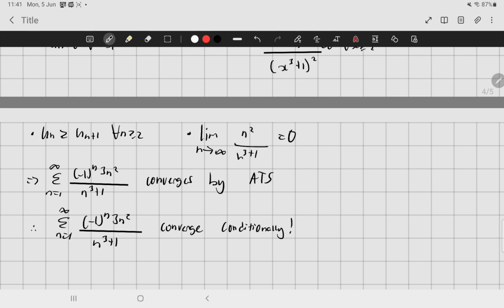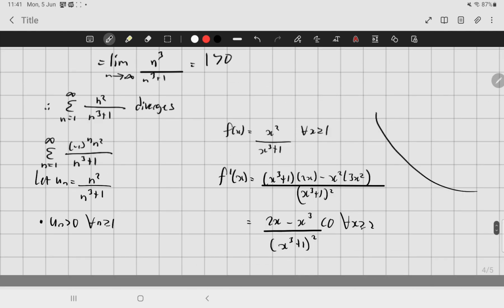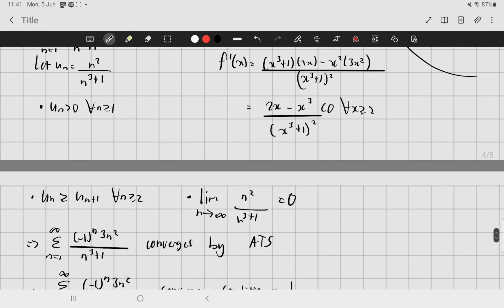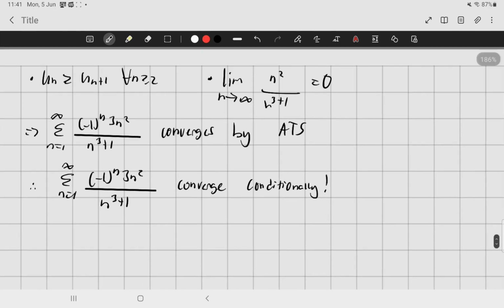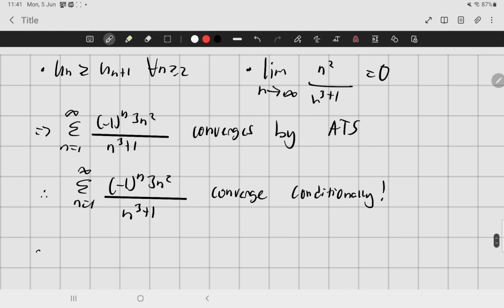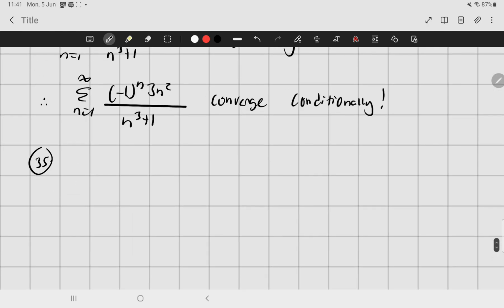Okay. Wow, this is a long one, 34. So let's go to 35, which is a bit easier. Finally, we have an easier series. You know why? Even though there's a factorial, you have to remember the two tests that we've learned, which are the root and ratio test.